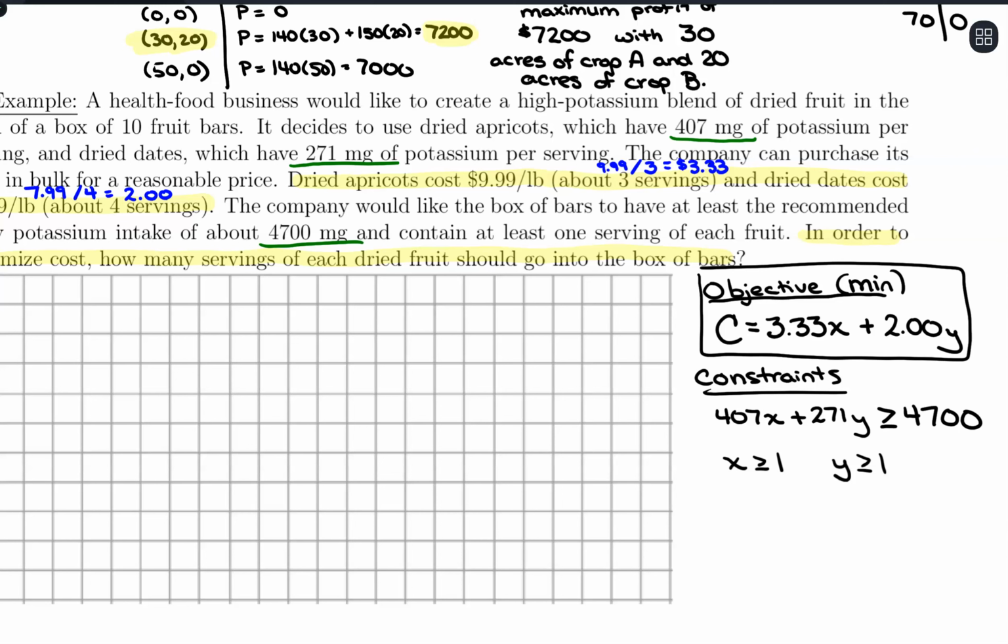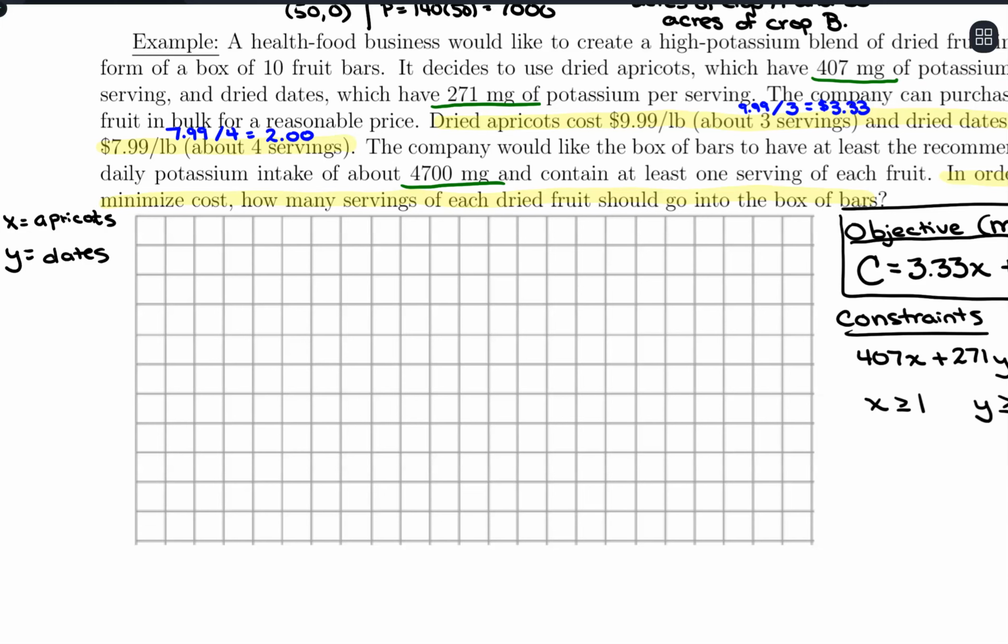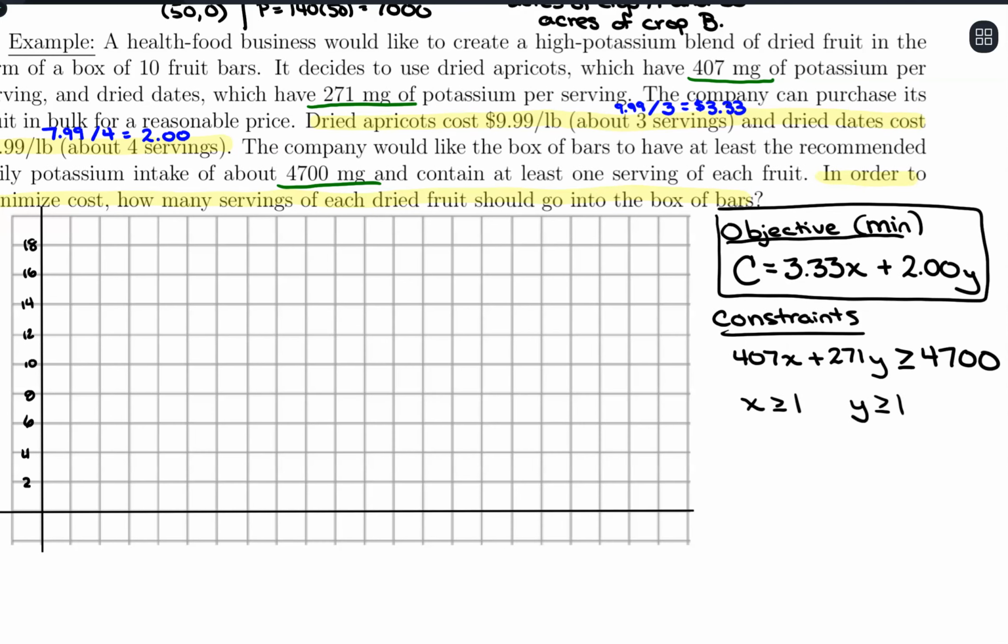Okay, so let's start graphing. Let's set up our x and y axes here, and I'm going to do units of 2. It's going to help, especially since graphing x greater than or equal to 1 and y greater than or equal to 1 is not going to be too bad. For the potassium equation, I'm going to use the intercepts to help me graph it.